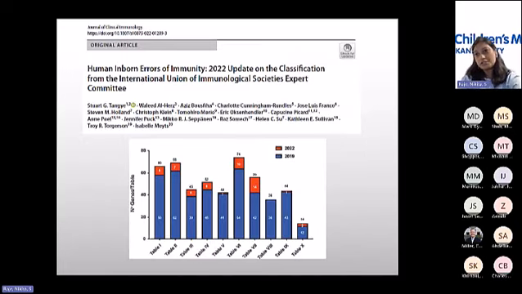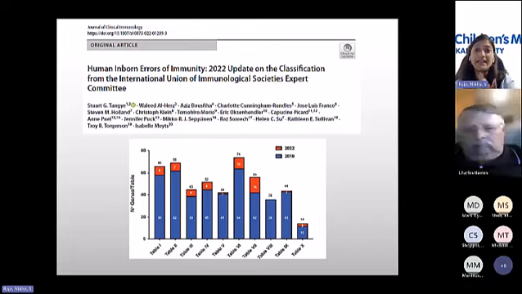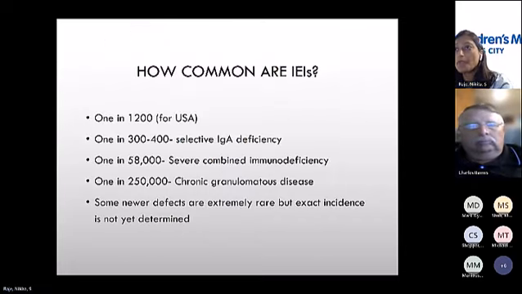So here's the same thing, the IUIS classification. This is the last classification that came out in 2022, and it shows how there are multiple inborn errors of immunity that were discovered between 2019, which was the last update, and 2022. So there were 55 new IEIs that we know of with this update. So how common are the IEIs?